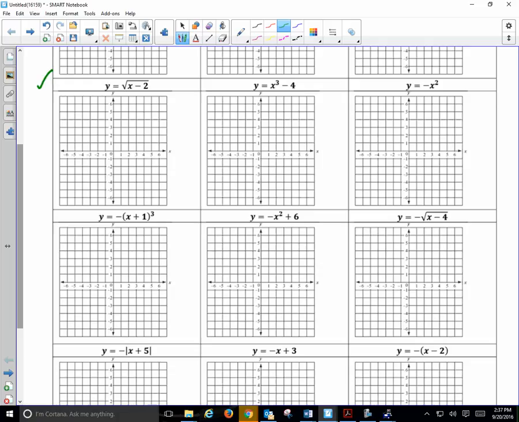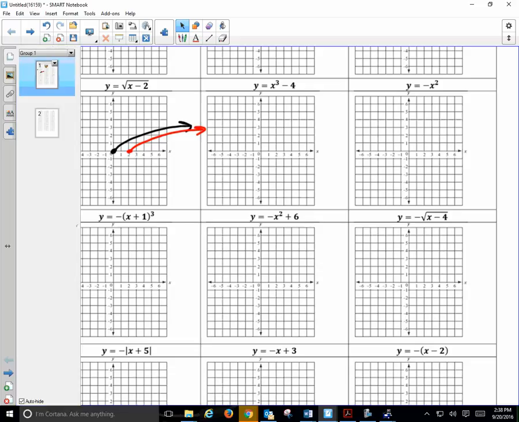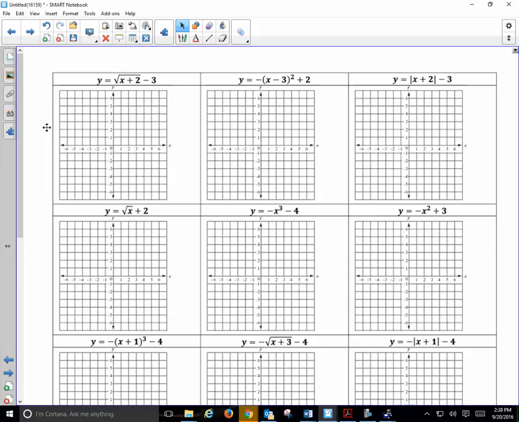Let's try this one right here, the square root. Hopefully you have memorized that the square root function looks like this. Is the minus 2 on the inside or outside? Inside, so we'll move it to the horizontal or vertical? Horizontal, and we'll move it right or left? Move it to the right 2 units. Let's flip it over the other side.